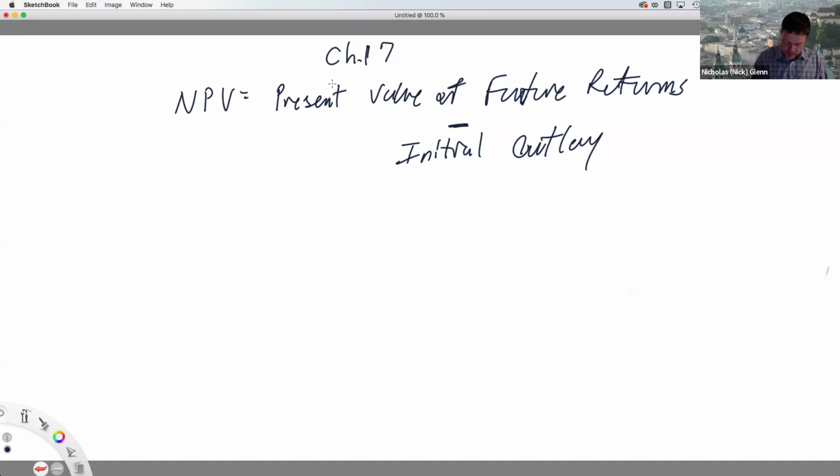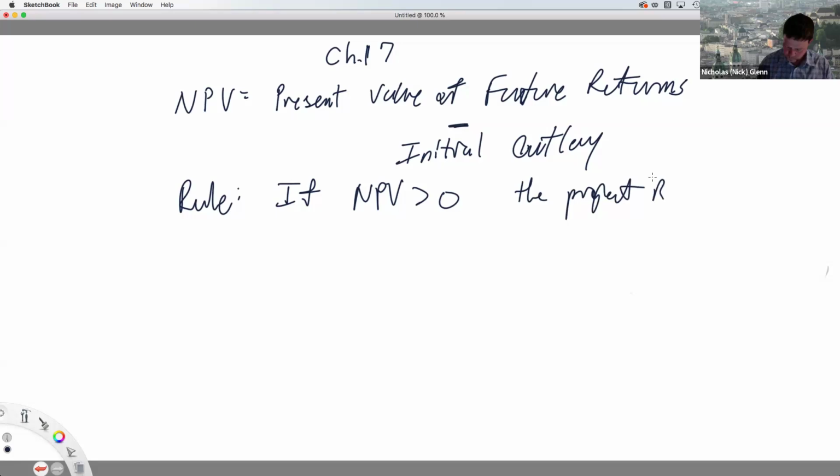But first, let's go over the definition for net present value. If we make this investment and we take into account the present value of the future revenue that you're going to get from it, and we subtract out the initial investment, how much is it worth? So the general rule: if the net present value is greater than 0, then there's a positive profit. The project is profitable.